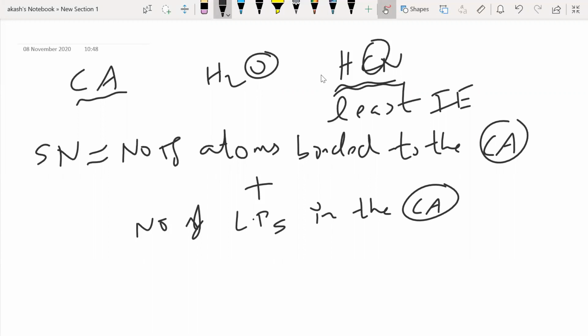Let me give you an example for this. Let me take a very simple example. I have a CO2 molecule. In the CO2 molecule, obviously I know carbon is the central atom. Now, looking at the first component of the steric number, we have to see how many atoms are attached to the central atom. How many here? Can you tell me?